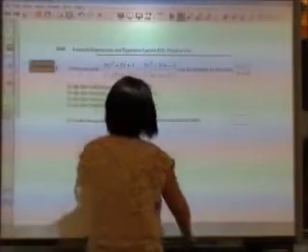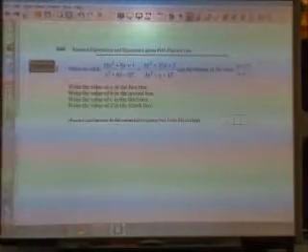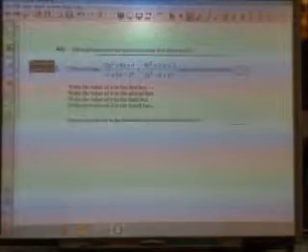Okay, numerical response number 2. When divided, the following expression can be written in the form of ax plus b over cx plus d. So write the values of a, b, c, and d in the boxes. So in order to divide this, what will I need to do? I'm going to need to factor it. So 16x squared plus 8x plus 1.